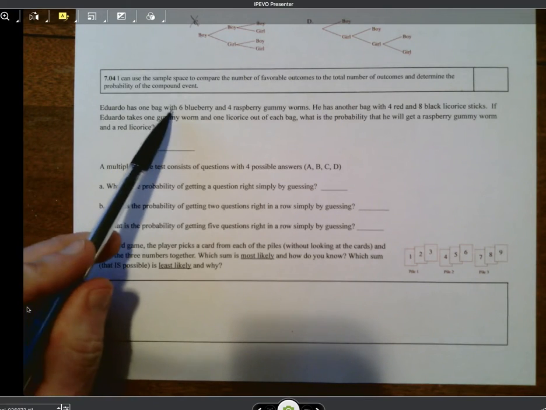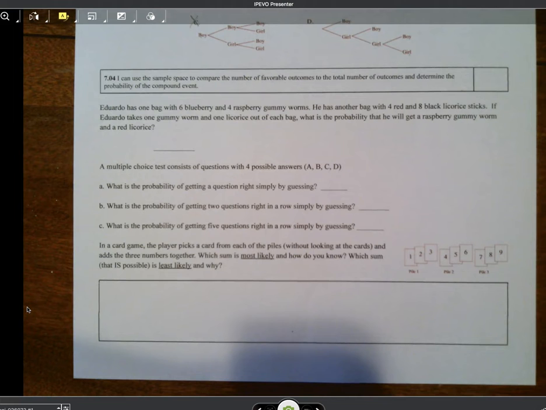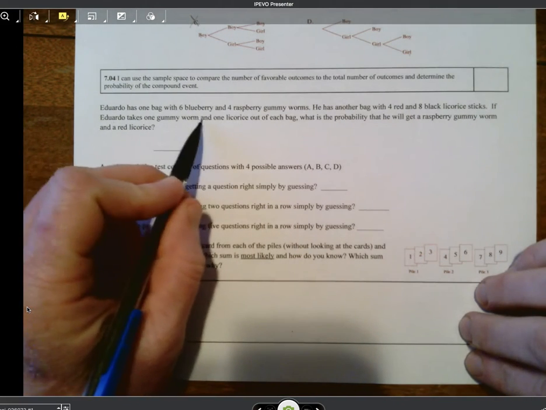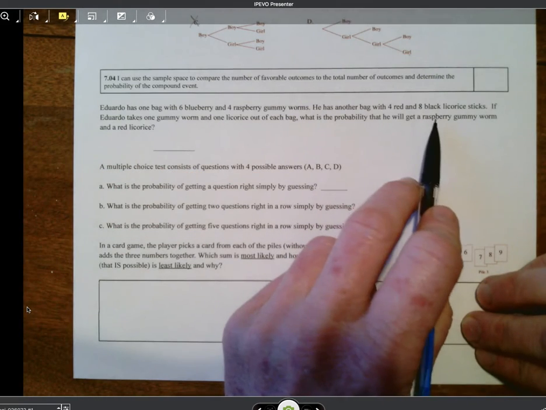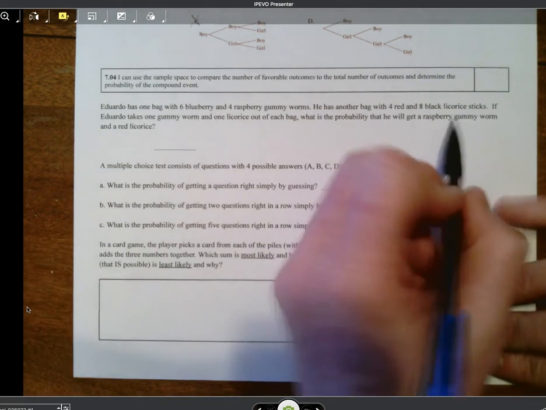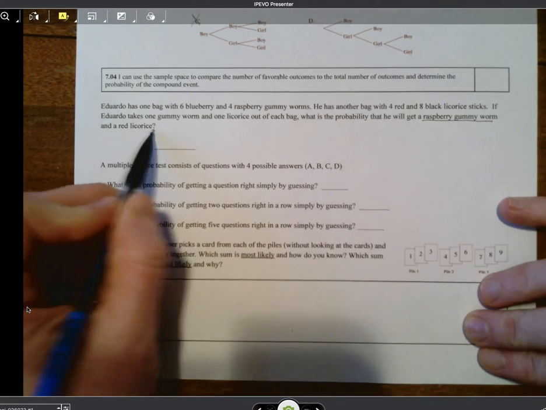Eduardo has one bag with 6 blueberry and 4 raspberry gummy worms. He has another bag with 4 red and 8 black licorice sticks. If Eduardo takes 1 gummy worm and 1 licorice out of each bag, what is the probability he will get a raspberry gummy worm and a red licorice? So I need to find the individual probabilities of a raspberry gummy worm and a red licorice.